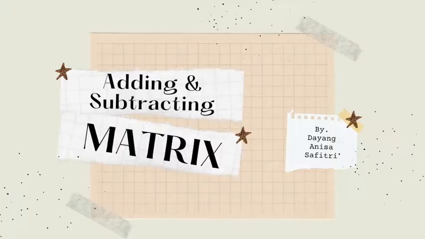A matrix having m rows and n columns is called a matrix of order m by n, or simply m by n matrix. There are 5 types of matrix, such as row matrix, column matrix, square matrix, rectangular matrix, and diagonal matrix.